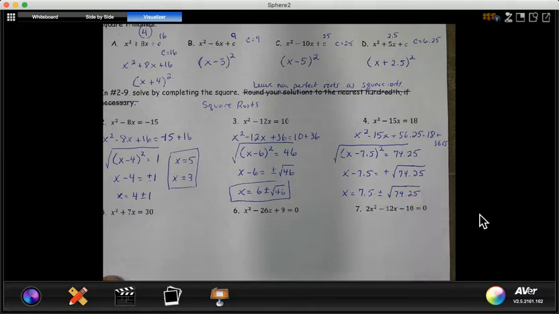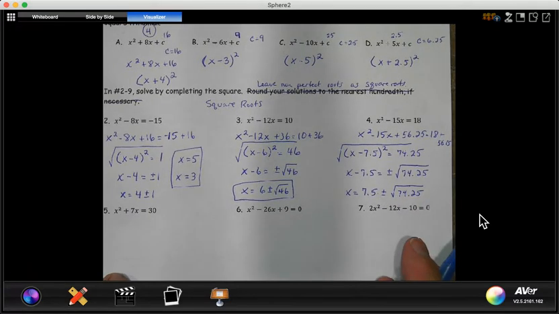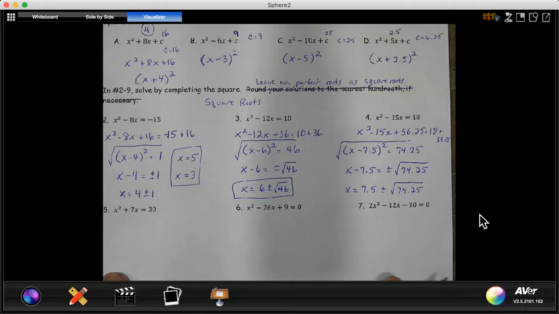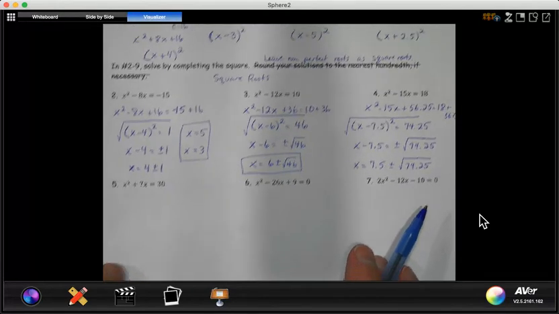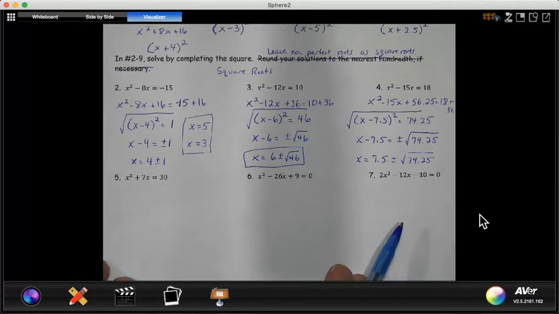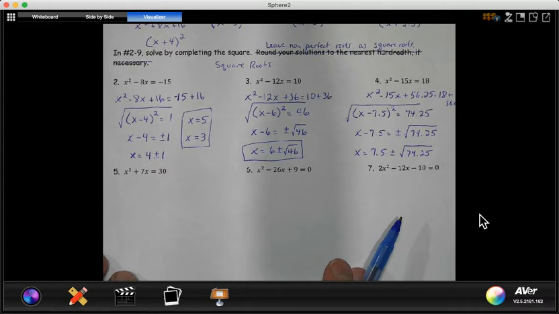We do it like this because sometimes on the SAT, we have no calculators, and we need to practice writing our square roots without a calculator. Hopefully we get some better numbers soon, but we'll see.